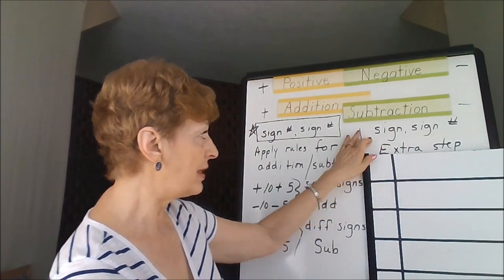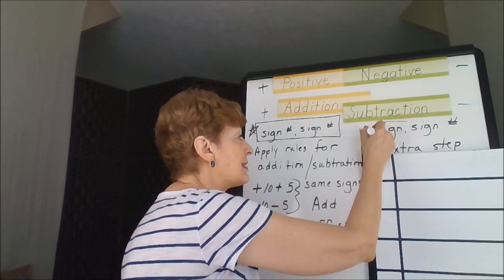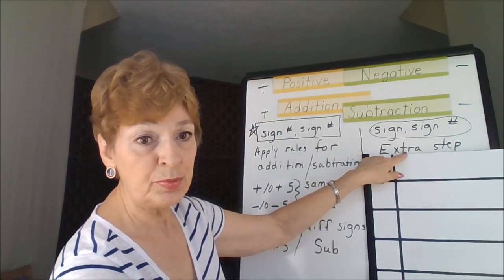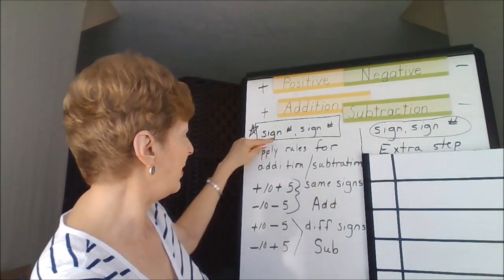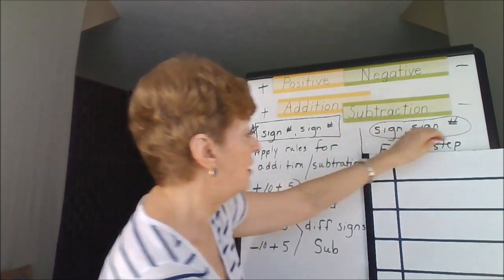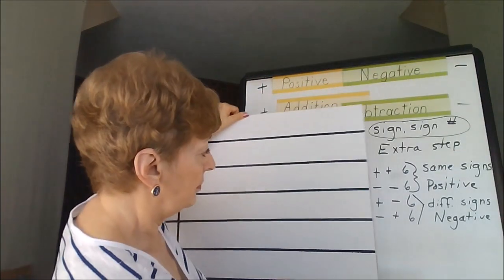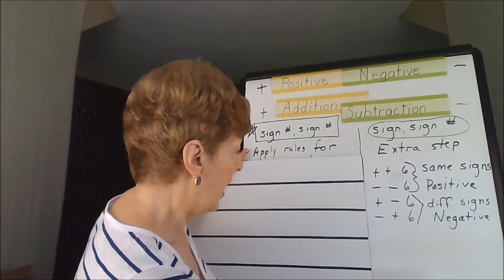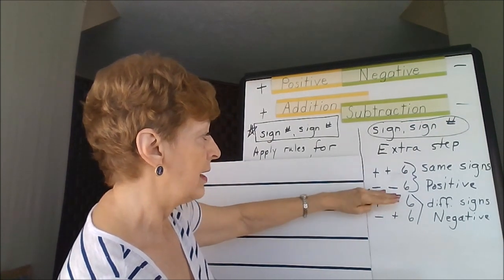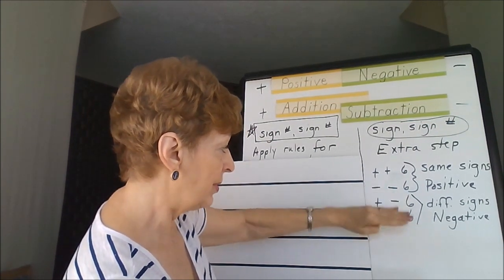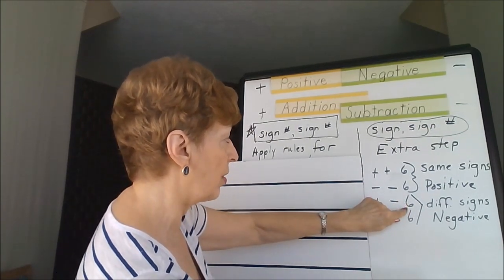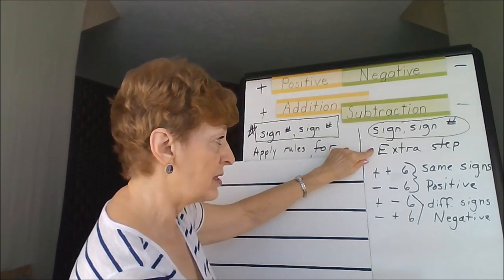But if you have this situation where you have sign number, you're going to need an extra step to prepare the problem so it can look like this, sign number, so you can apply the rules for the calculation. So this is how this would look. Your extra step. If you have two signs in a row and then a number, sign, number, sign, number, you see what I'm saying? These come right before the actual numeral. Then you're going to apply the extra step rules.